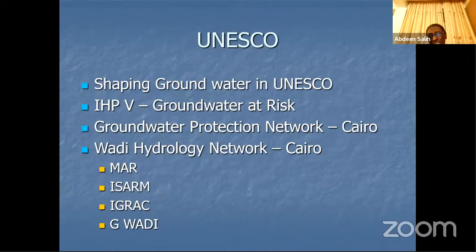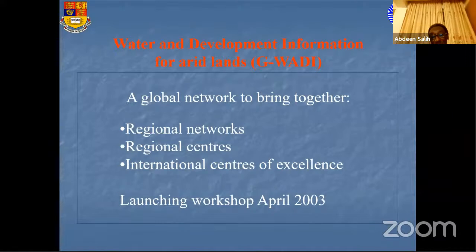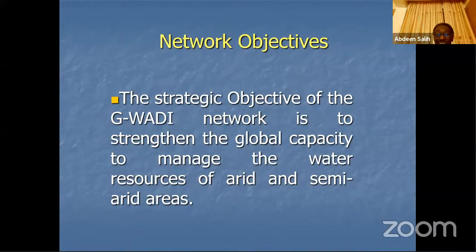Maybe what I need to add is my own experience: for UNESCO's IHP phase 5, I was one of the five who put in groundwater and risk, and I was happy that I pushed for it. Many initiatives came from it in this project. One of them is MAR, Management of Aquifer Recharge, ISAR. We have IGRAC, and you will have somebody talk about IGRAC. And I mentioned yesterday GIWA, which is a global network to bring together regional networks.